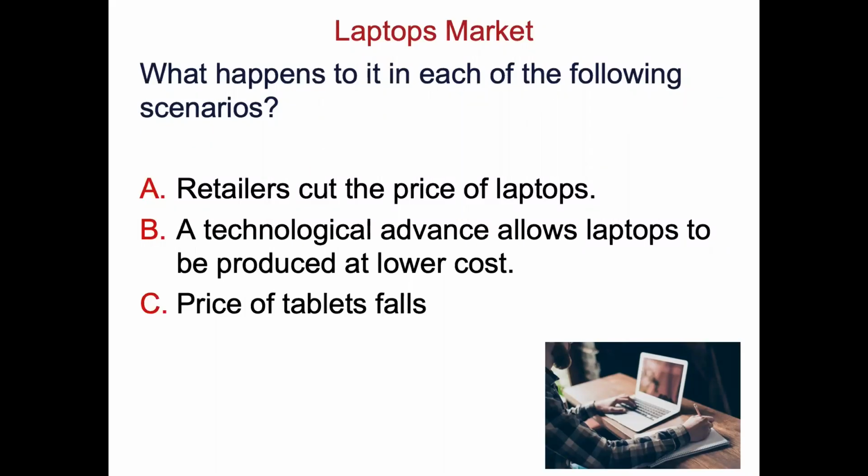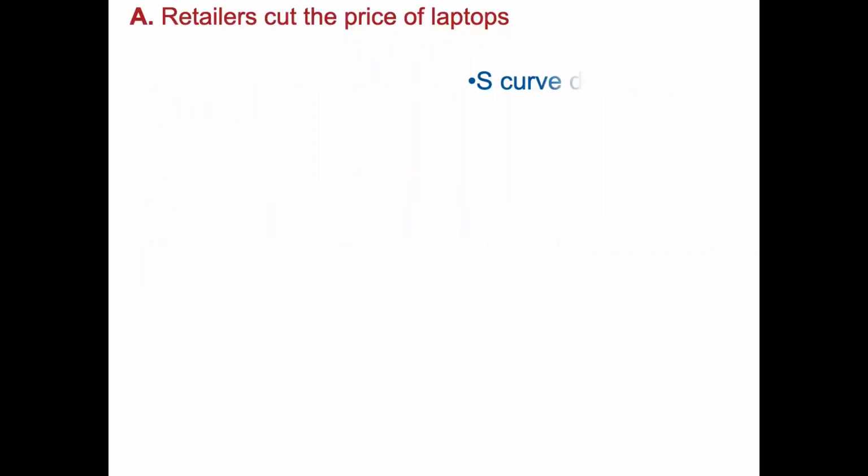Let's apply the concepts we just learned to the laptops market. We're going to look at what happens to the laptop supply curve following each scenario. A, retailers cut the price of laptops. B, a technological advance allows laptops to be produced at a lower cost. And C, price of tablets falls.